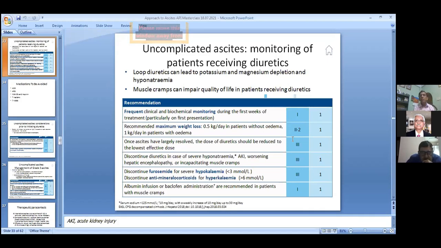So what are the recommendations? Frequent clinical and biochemical monitoring, the maximum weight loss I mentioned, and discontinue diuretic if there is severe hyponatremia, and discontinue furosemide if there is severe hypokalemia. Discontinue anti-mineralocorticoid if there is significant hyperkalemia, more than 6 millimole per liter. With hypokalemia less than 3 millimole per liter, furosemide should be stopped. Albumin infusion sometimes is necessary when there is significant muscle cramp, and you can treat with baclofen also.